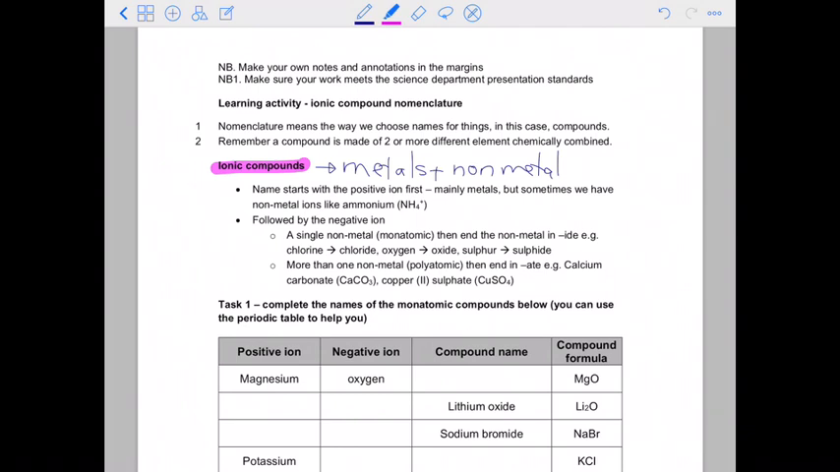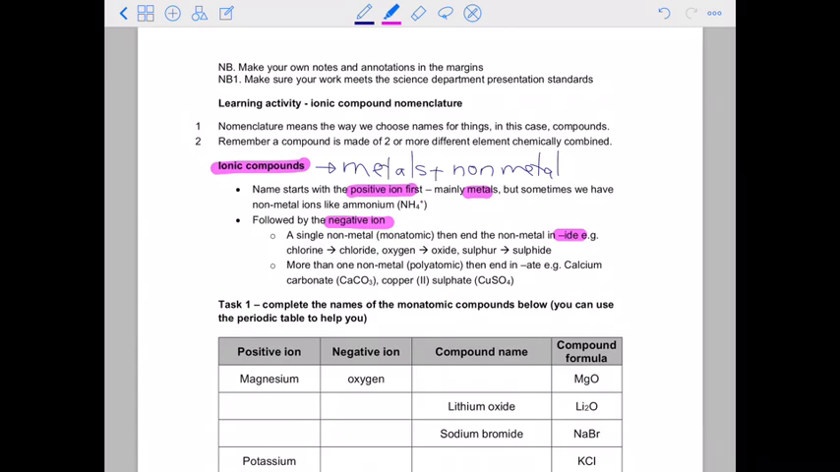As I said before, and as you saw in the video, we always start with the positive ion first. Most metals form positive ions, so if there's a metal, that's the positive ion. Sometimes we can have non-metal positive ions. For example, ammonium is one, and there are some other ones that you'll learn about as we go on. Then we do the negative ion. If there's a non-metal, that will be a negative ion, and we change the ending to "ide".